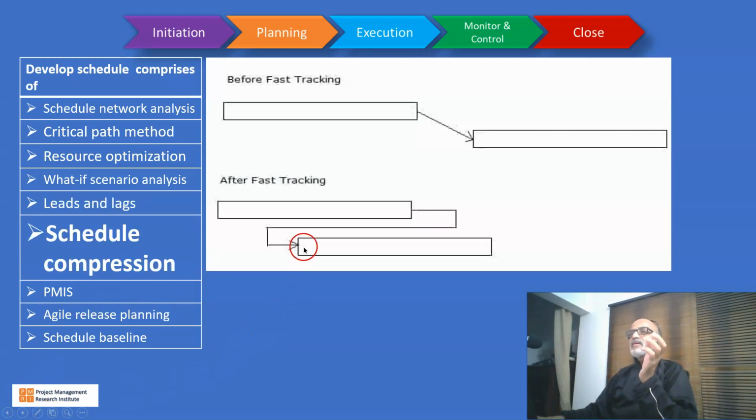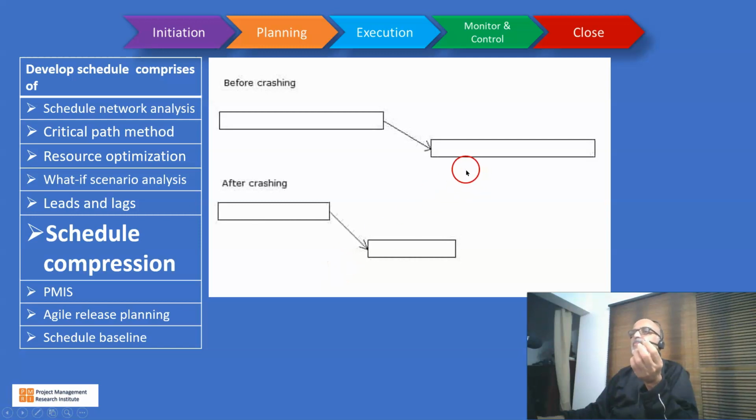Then comes fast tracking and crashing. Fast tracking: initially we schedule 2 activities like this. The first activity should be completed before I start the second activity. Now while fast tracking, I try to do these 2 things in parallel so that my schedule can be compressed. Trying to do things in parallel which were originally scheduled sequentially, we call it fast tracking.